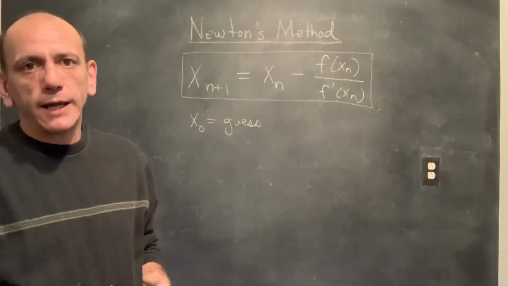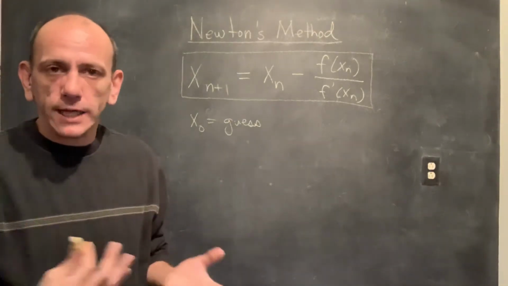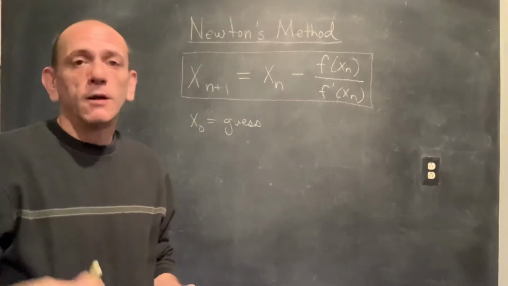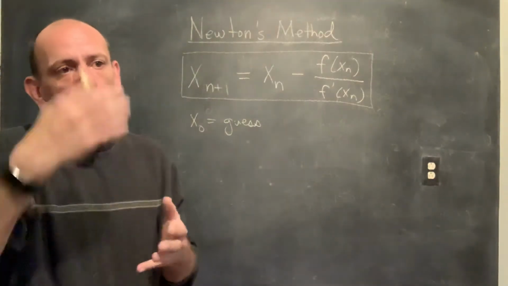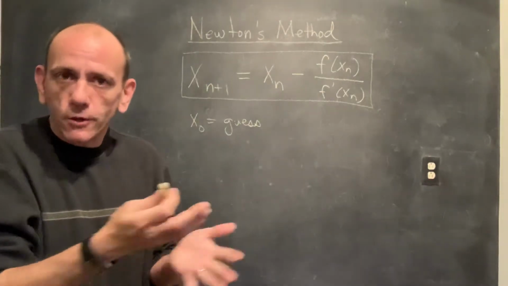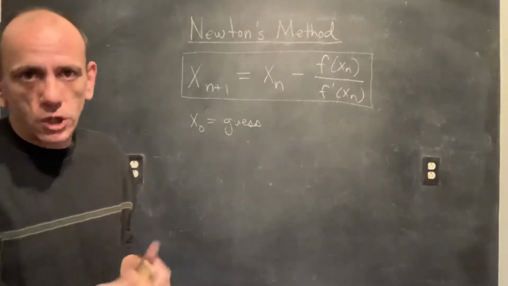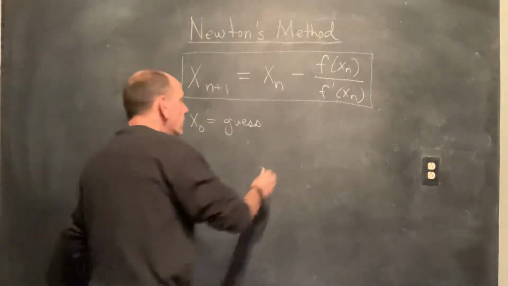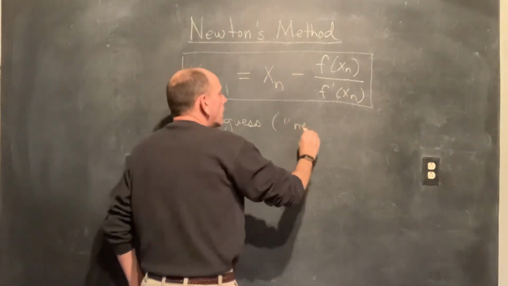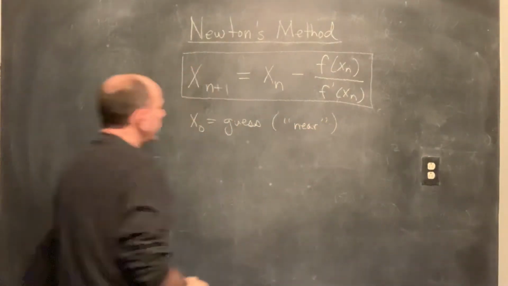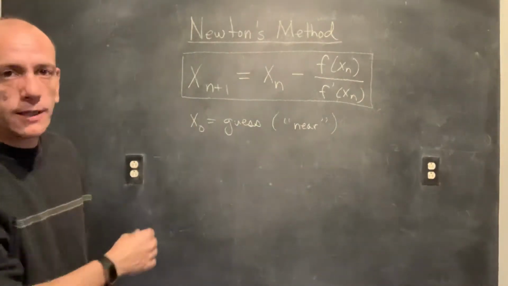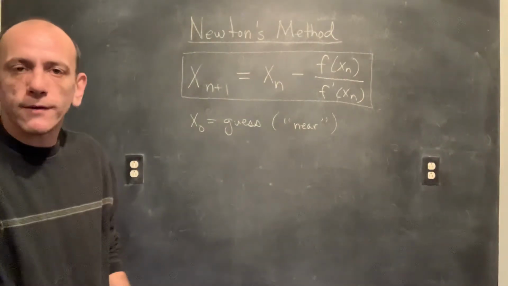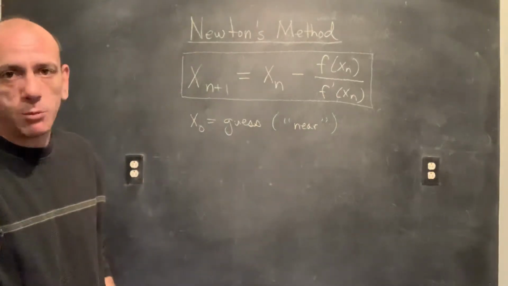But we usually try to get one that's relatively near to our 0, for the reason that it's going to approach the nearest 0, and the closer we are to the actual 0, the fewer steps it's going to generally take. Okay, so we pick a guess near our 0. Now, how do we know what's near? Well, just graph the function or something, or it can just be a blind guess.